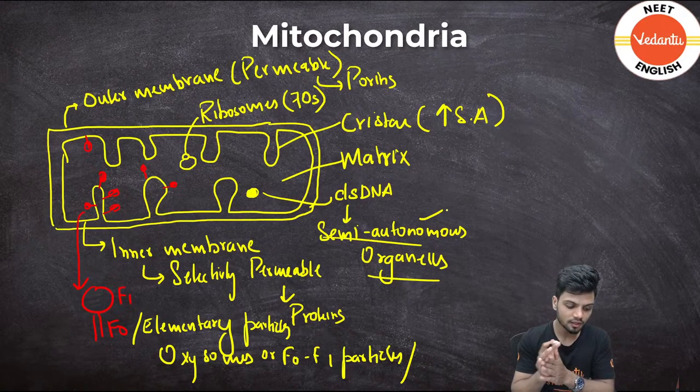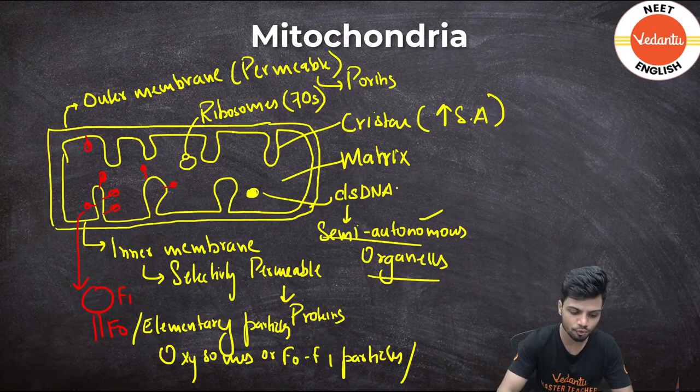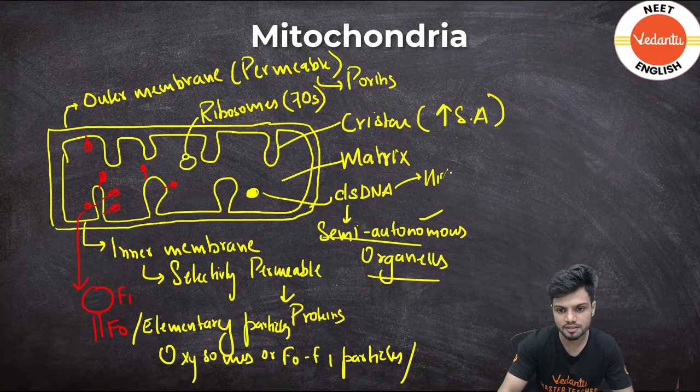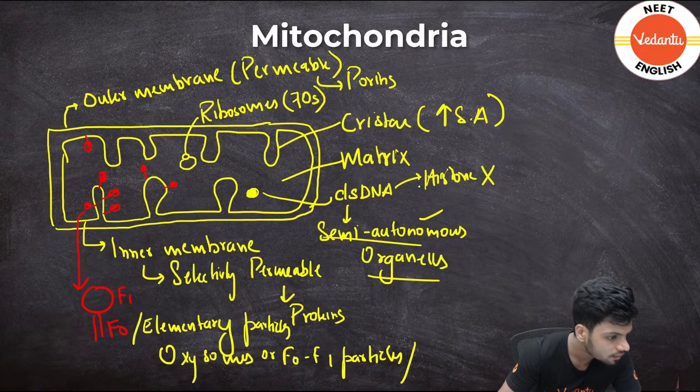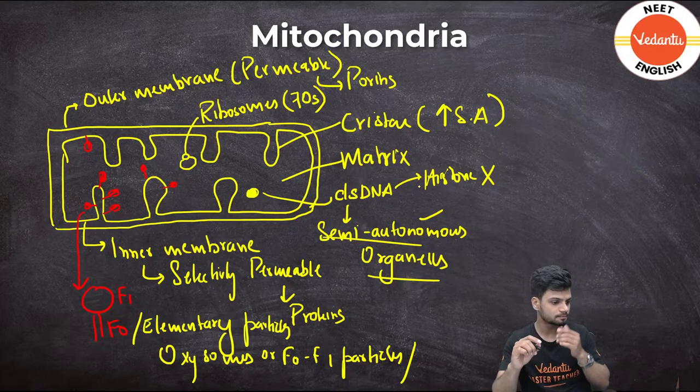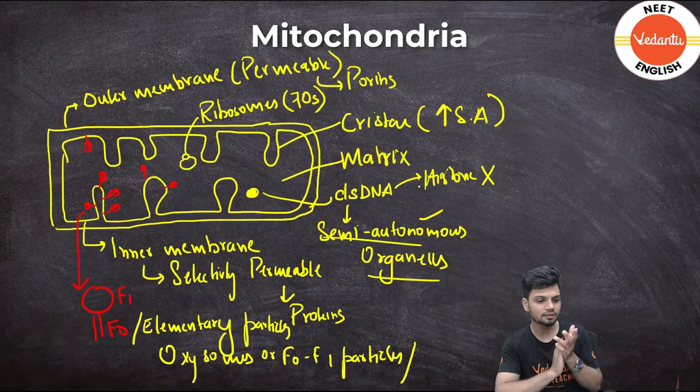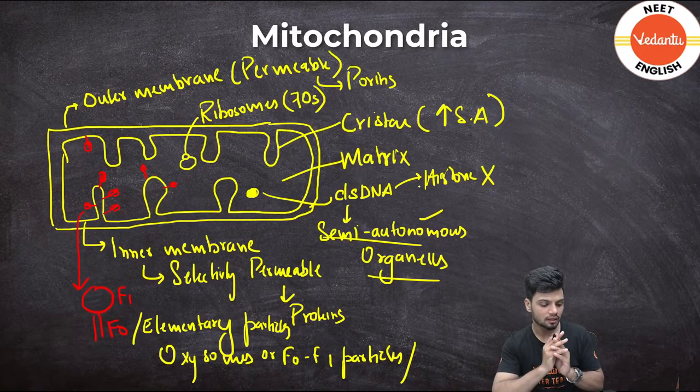Protein synthesis, everything will happen inside the organelle. Clear? Now this double stranded DNA, does it have histone protein? The histone protein is completely absent here. Okay. Clear? Any doubt in the structure? Inner membrane, outer membrane, which is more permeable?